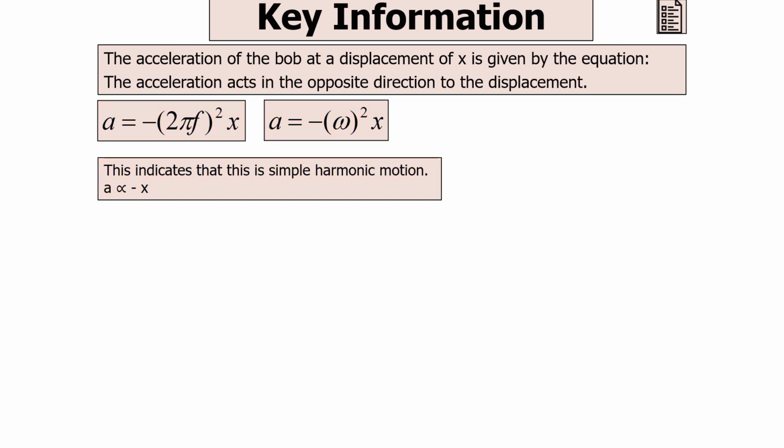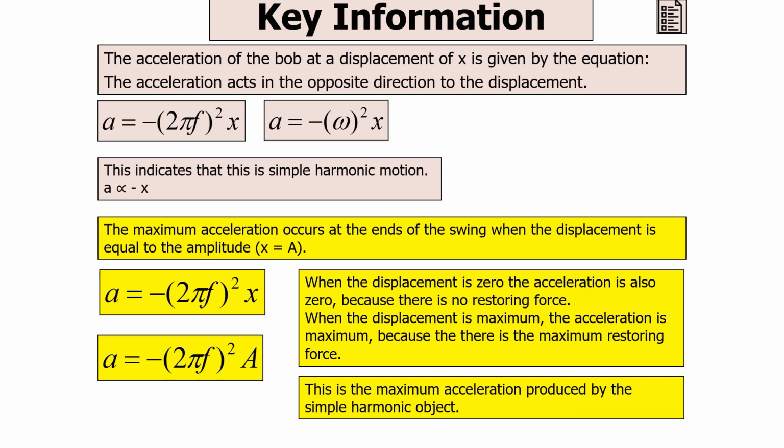So therefore, we can say that the maximum acceleration occurs at the ends of the swing when the displacement is equal to the amplitude. So x is equal to a. That's because when the displacement is 0, the acceleration is also 0 because there's no restoring force.